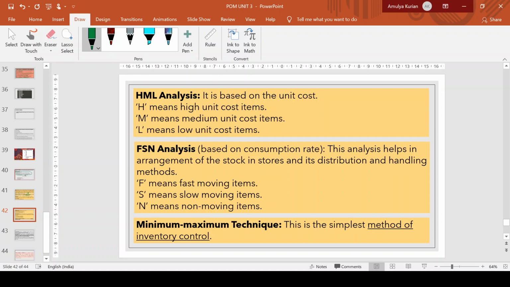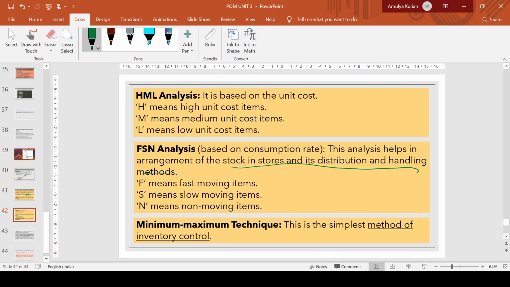Medium unit cost will be lesser than high unit cost, but more than low unit cost. So HML stands for high, medium, and low unit cost items. Next one is FSN analysis. It is based on consumption rate. It is again an arrangement of stock in stores and its distribution and handling methods.